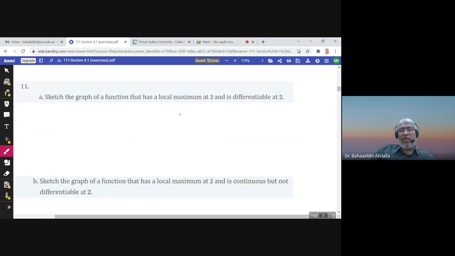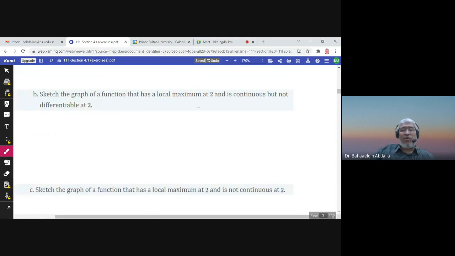Sketch the graph of a function that has a local maximum at 2 and is differentiable at 2. So this is 2. It has a local maximum at 2, and differentiable. Any function like this is differentiable. You can even graph a parabola, or a cubic function, no problem. At 2, it is differentiable and has a local maximum.